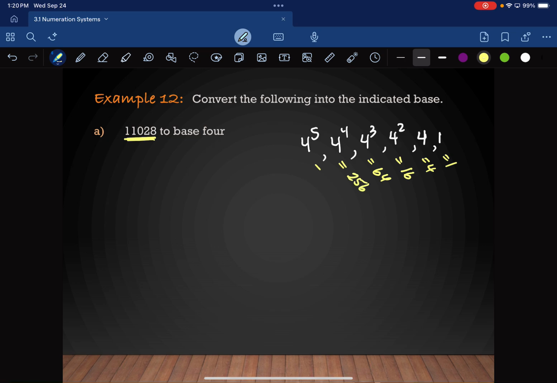What is 4 to the 5th? 1,024. Okay, so I need to go higher. So let's do 4 to the 6th, and then 4 to the 7th. What's 4 to the 6th? I think it's 4,000 something. 4,096. We're getting closer. We're trying to get to 11,000. What's 4 to the 7th?